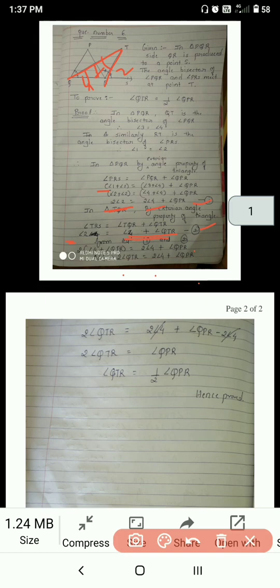Now here, transpose twice of angle 4 to here. Then what will we get? Twice of angle QTR is equal to twice of angle 4 plus angle QPR minus twice of angle 4. That twice of angle 4 can be cancelled out. So you will get twice of QTR is equal to angle QPR, and when you transpose the 2 to here, you will get angle QTR is equal to half of angle QPR. Thank you. Have a nice day.